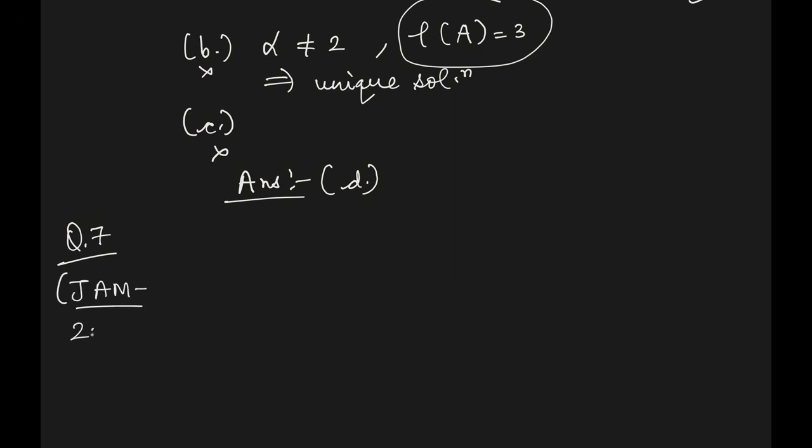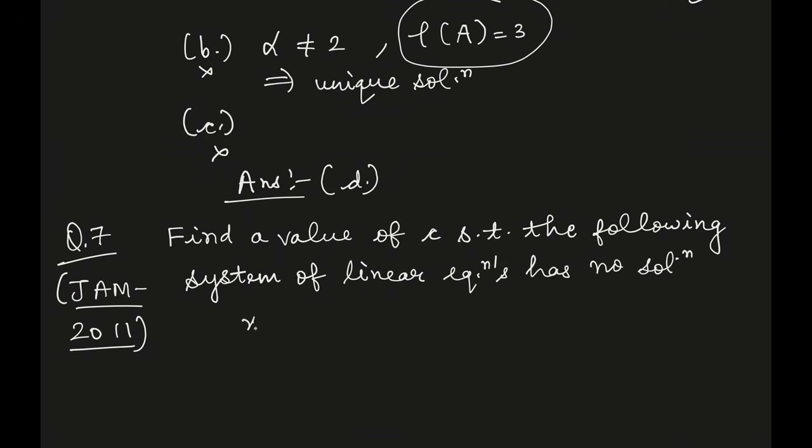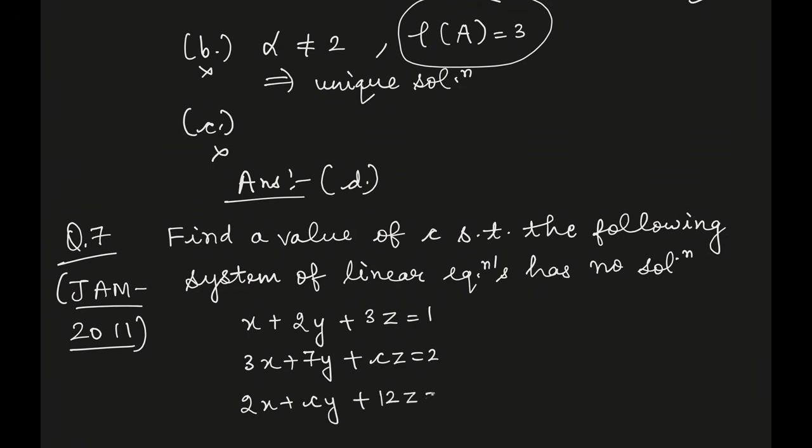JAM 2011 question. Find a value of c such that the following system of linear equations has no solution. x plus 2y plus 3z equal to 1, 3x plus 7y plus cz equal to 2, 2x plus cy plus 12z equal to 3.